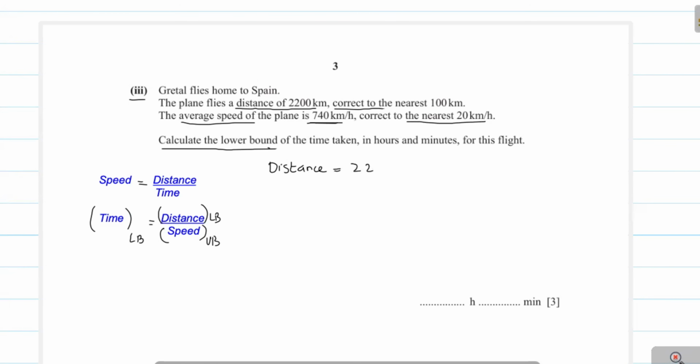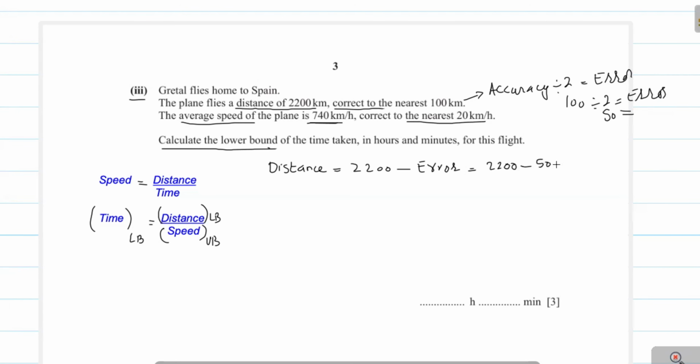2200 kilometers minus the error. You know the error of this distance here: the accuracy is 100. If we divide this accuracy by 2, we get the error. Therefore, 100 divided by 2, this is the error, and the error is 50. Now the 50 kilometers we subtract from 2200, we get 2200 minus 50. This will be equal to 2150 kilometers.